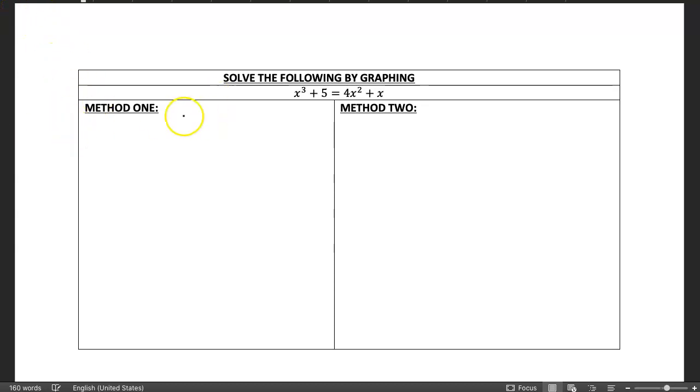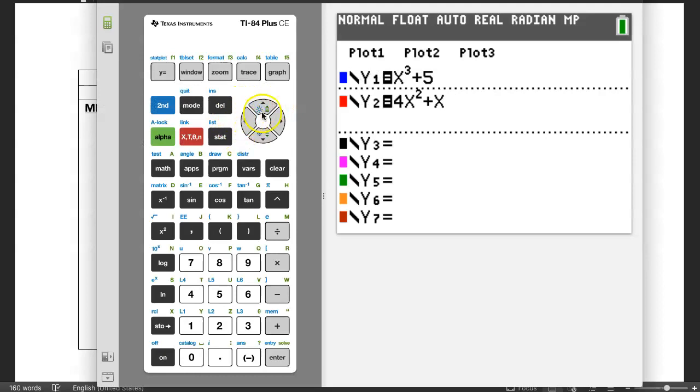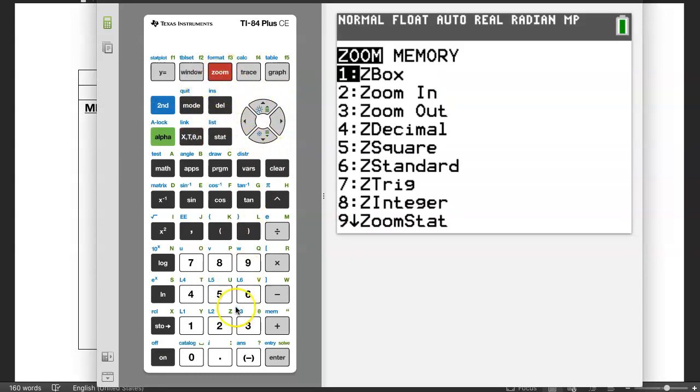Our first method is to graph both of these individually and see where they intersect. So method 1 is to graph both and then find their intersects. Let's put these into our calculator and then check their intersects. Here we have both of these ready to graph. We're going to make sure we have a standard zoom there.